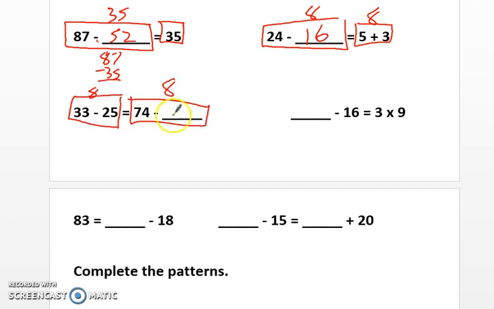74 minus something equals 8. Do I want this to be bigger than 74? No, that doesn't make sense because it's got to be less than 74 because we're getting ready to take it away from 74. So 74 minus 8 gives me a 66.